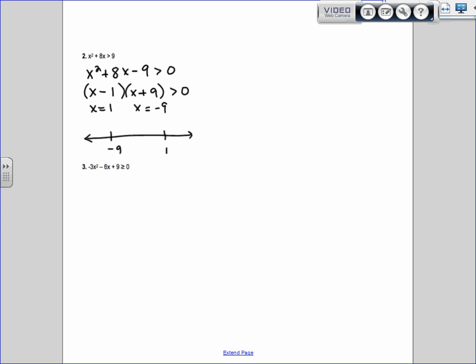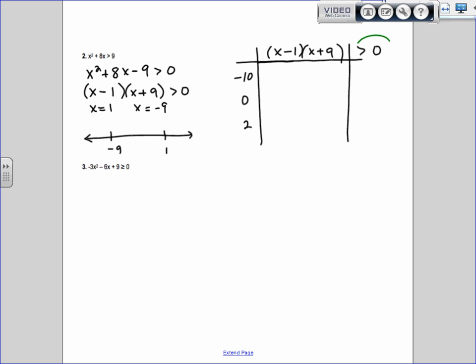I test in each interval. So I'm going to test a number on the left of negative 9, so like negative 10. I'm going to test a number in between negative 9 and 1, so a good one is 0. I'm going to test a number on the right of 1, so 2. I'm going to have x minus 1, x plus 9. I want my outcome to be greater than 0. So in other words, I want it to be positive. That's what it means to be greater than 0. They're a positive number.